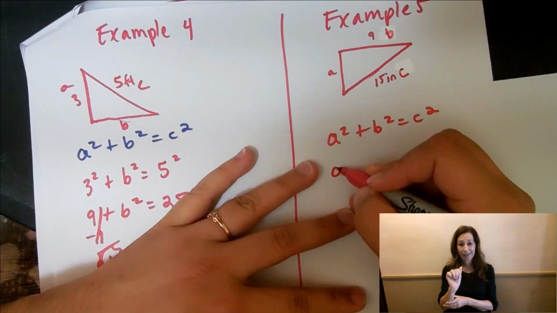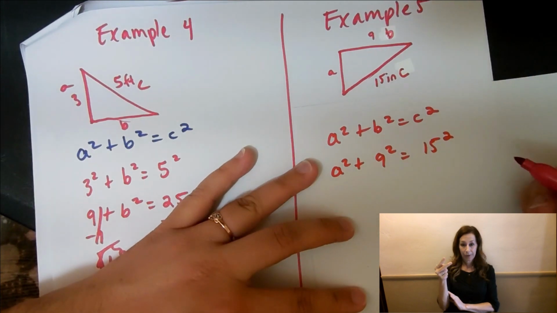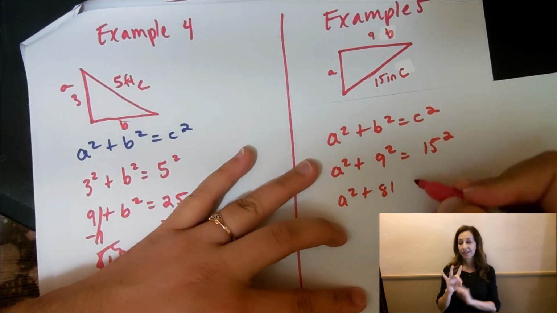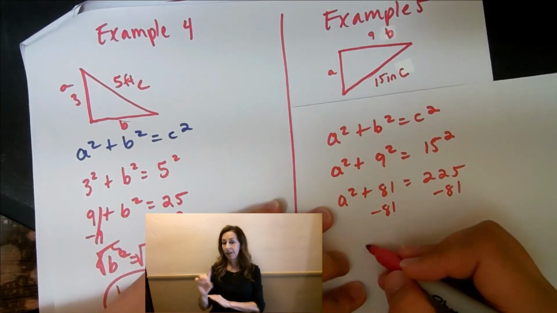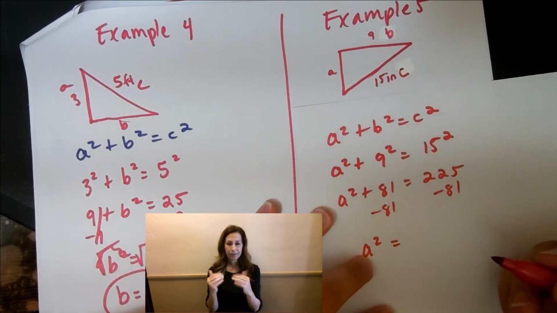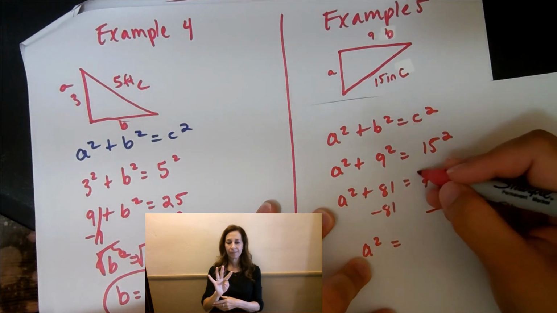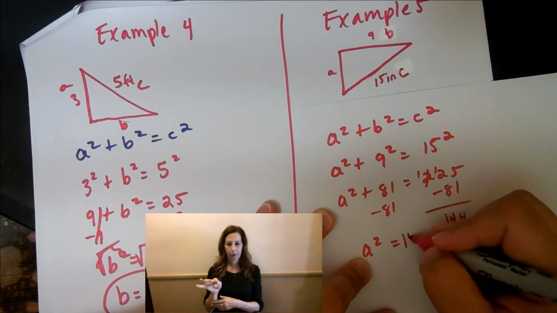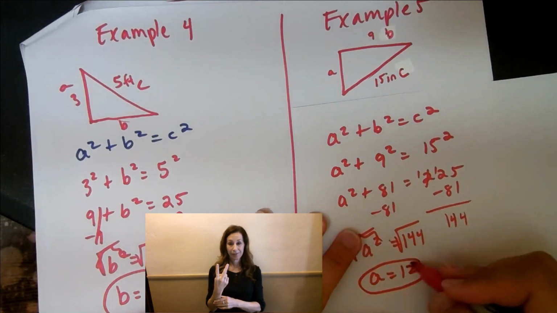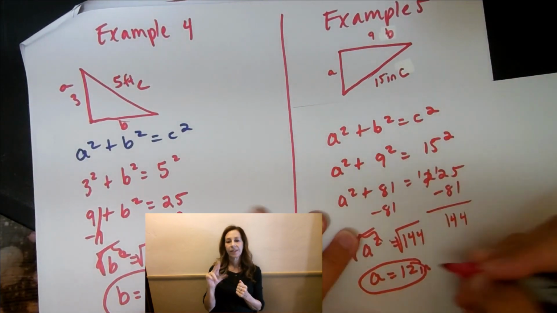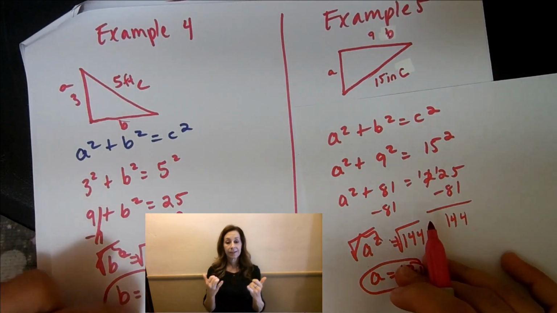So I don't know what A is, so I'll put A squared plus 9 squared equals 15 squared. A squared plus 81 equals 225. Minus 81. A squared equals 225 minus 81. So 144. Square root. A equals 12. So 12 inches, because A equals 12 inches from here to here. Okay, let's try the next one.